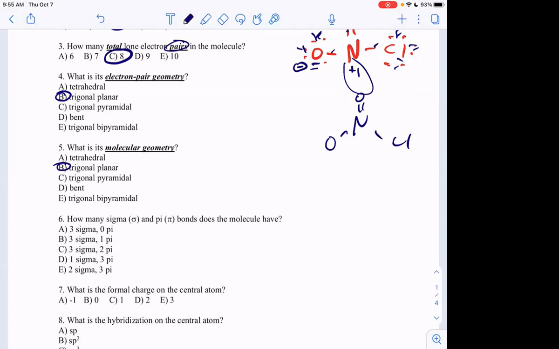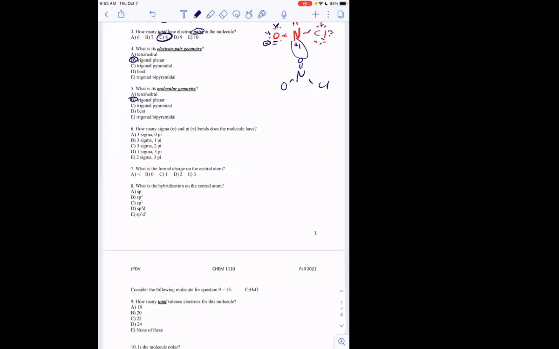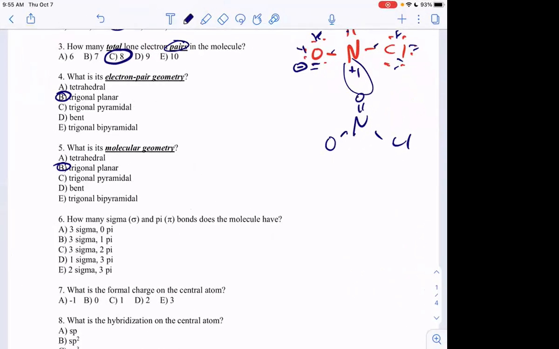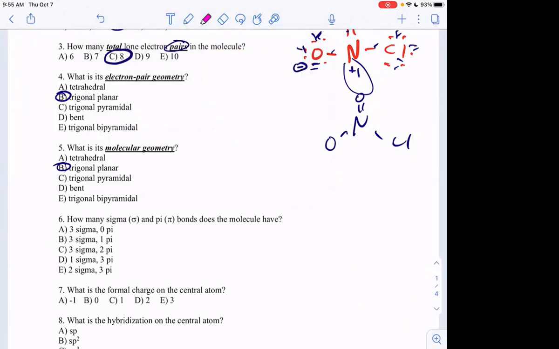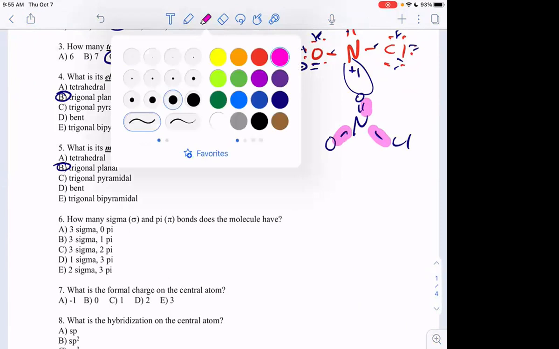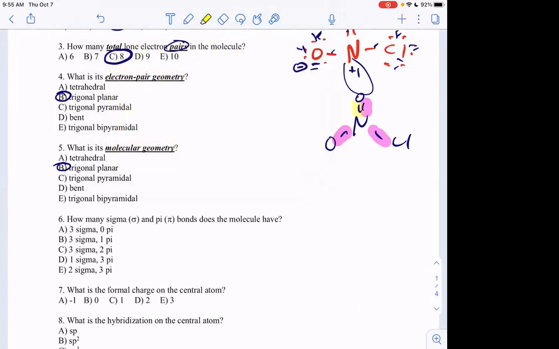Any single bond is a sigma bond. Okay, and any higher order bond is a double bond, but the single bond is still the sigma. So these are sigma. That's sigma, that's sigma, and one of these is sigma, and then the other one is a pi bond. So if you have a double bond, you have one sigma and one pi. If you have a triple bond, you have one sigma and two pi. That's all. And single bonds are just sigma.